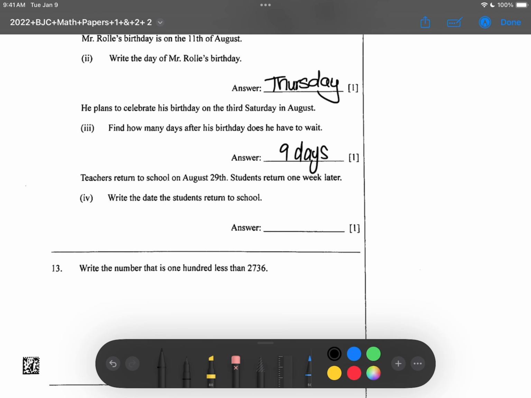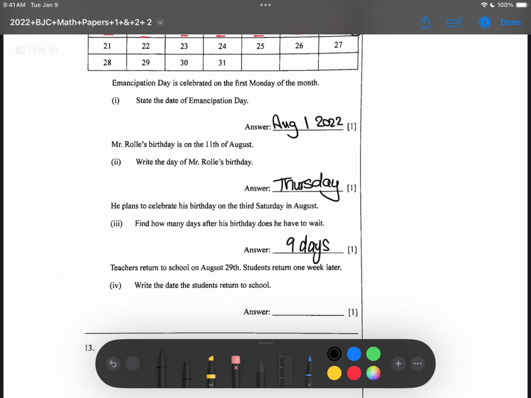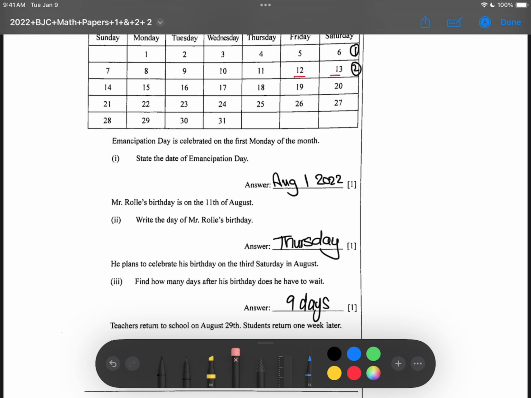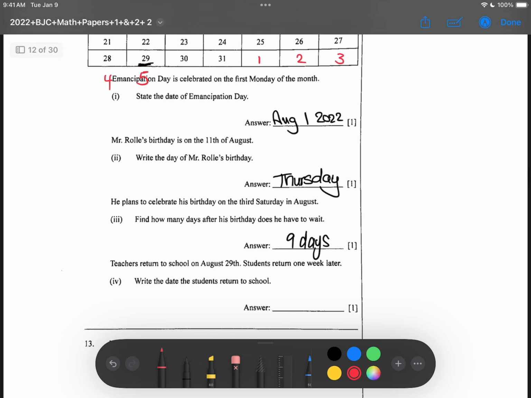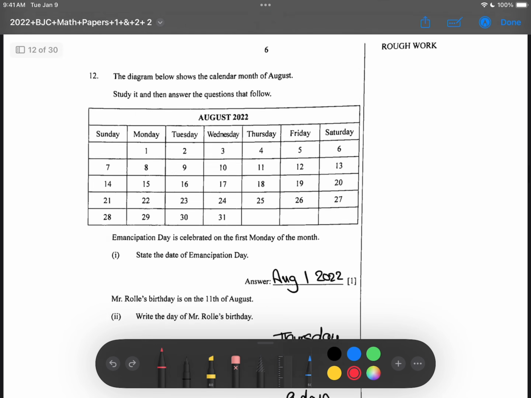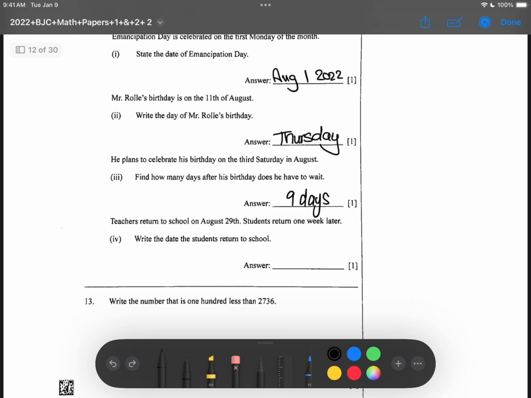Teachers return to school on August 29th. Students return 1 week later. Write the date the students return to school. Teachers return on the 29th, and students return 1 week after. So we have the 30th, 31st, 1st, 2nd, 3rd, 4th, and this would be the 5th. So that means that they return after August, in September, of course: September 5th, 2022.